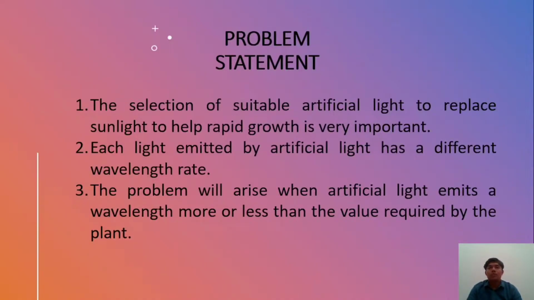So my problem statement is that the selection of suitable artificial light to replace sunlight to help rapid growth is very important. Each light emitted by artificial light has a different wavelength. The problem will arise when artificial light emits a wavelength more or less than the value required by the plant.